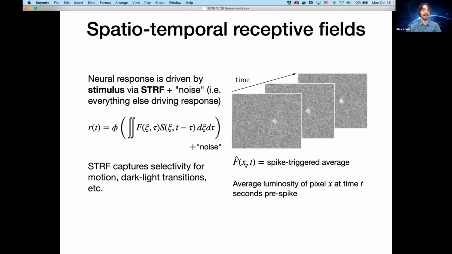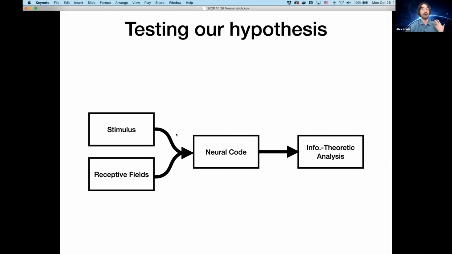Okay, so that's the simulation. I'm feeding a stimulus through this convolution, some exponential, or actually I think just a ReLU nonlinearity, and I get a firing rate, and then I have a spiking process, and I look at the code. So what is this information content that I keep talking about?